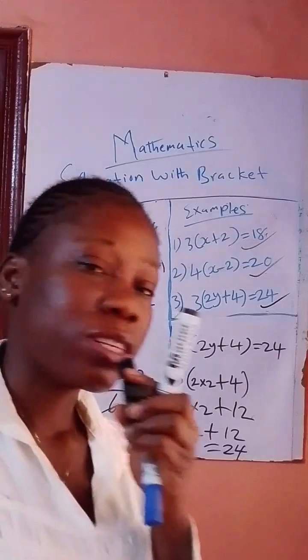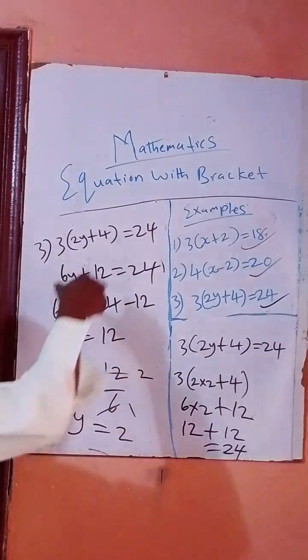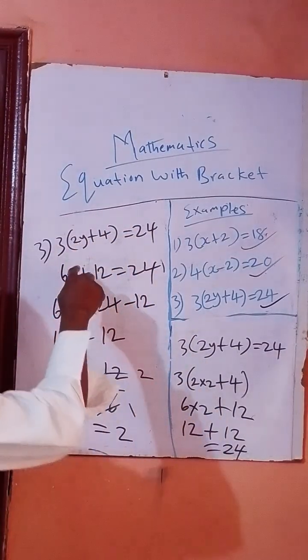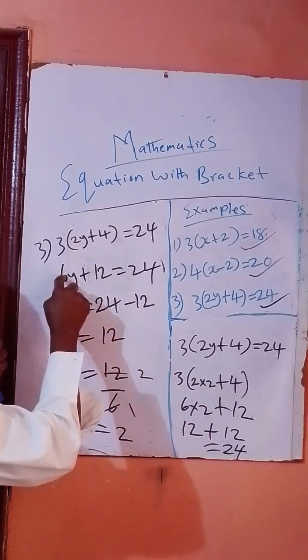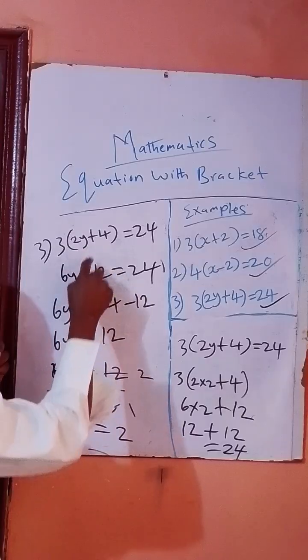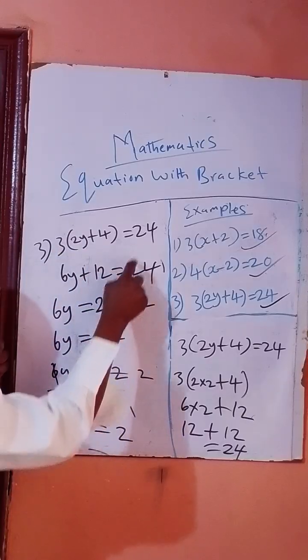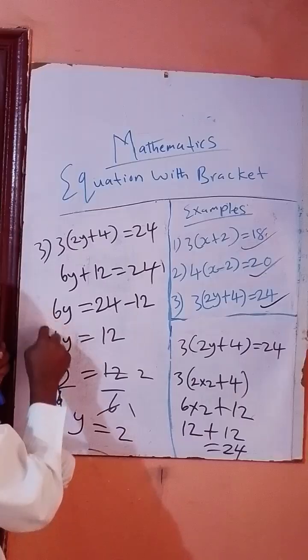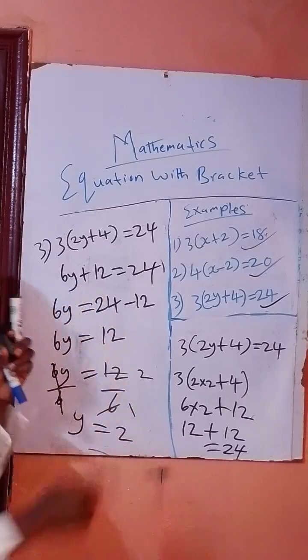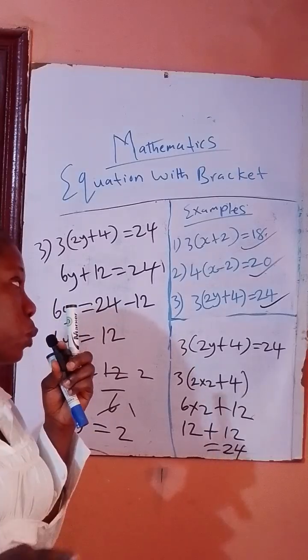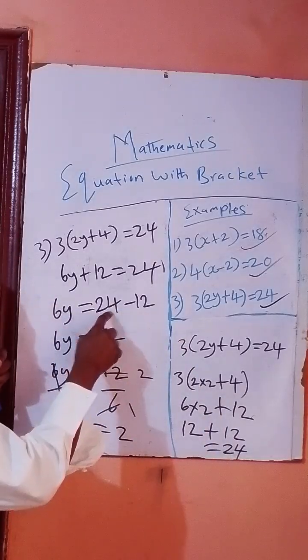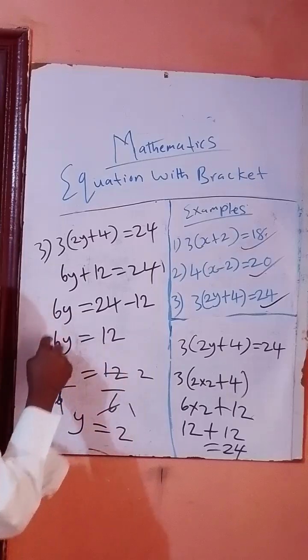Let me explain one more time. This is our question. We use this 3 to multiply what is inside the bracket. 3 times 2 is 6. Bring down your y, plus 3 times 4 is 12, equals to this 24. Bring it down. 6y equals to, there is a plus sign in front of the 12, and when it crosses to the other side, it's going to change from plus to minus. Then we have 24 minus 12 is 12.